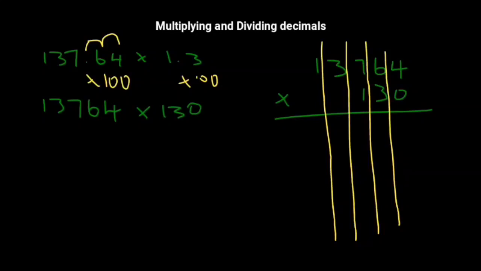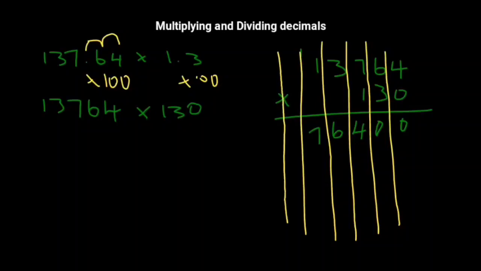So I'm going to start multiplying with our 1. Therefore, I'll put zeros as placeholders under the 0 and then under the 3. Then I have 1 times 4, which is 4. 1 times 6 gives us 6. 1 times 7 is 7. Then we have 1 times 3 is 3, and then 1 times 1 is 1.